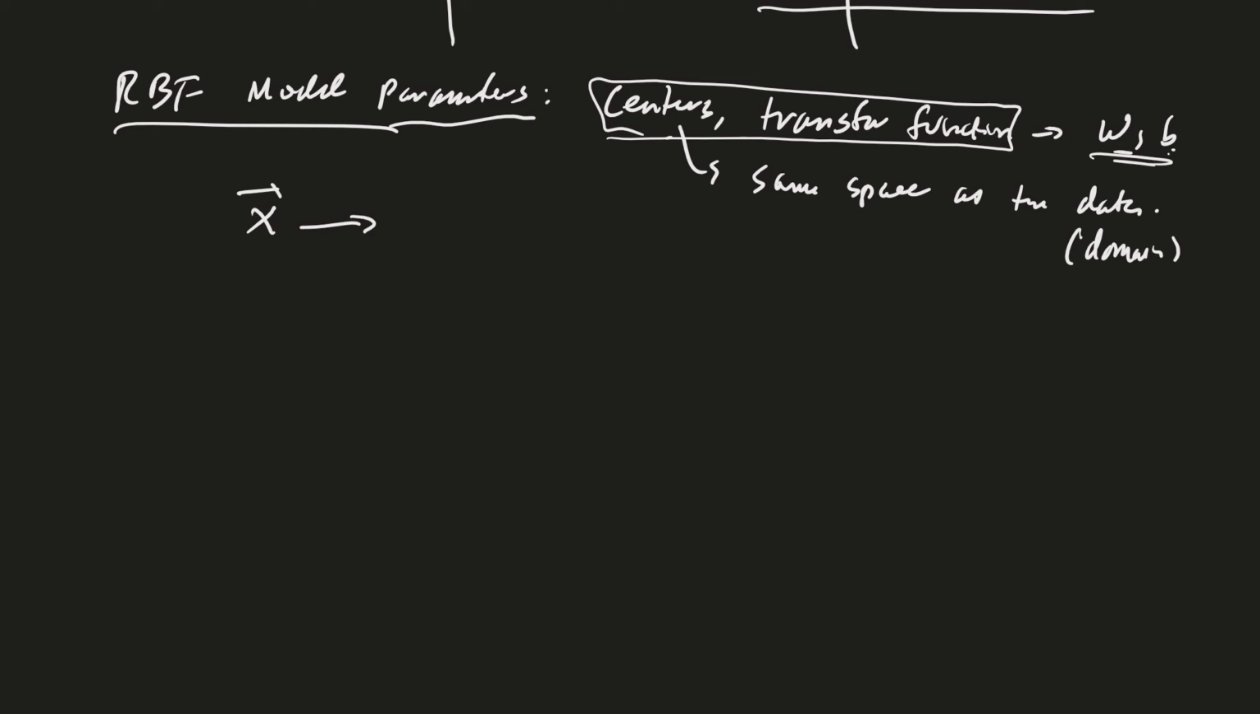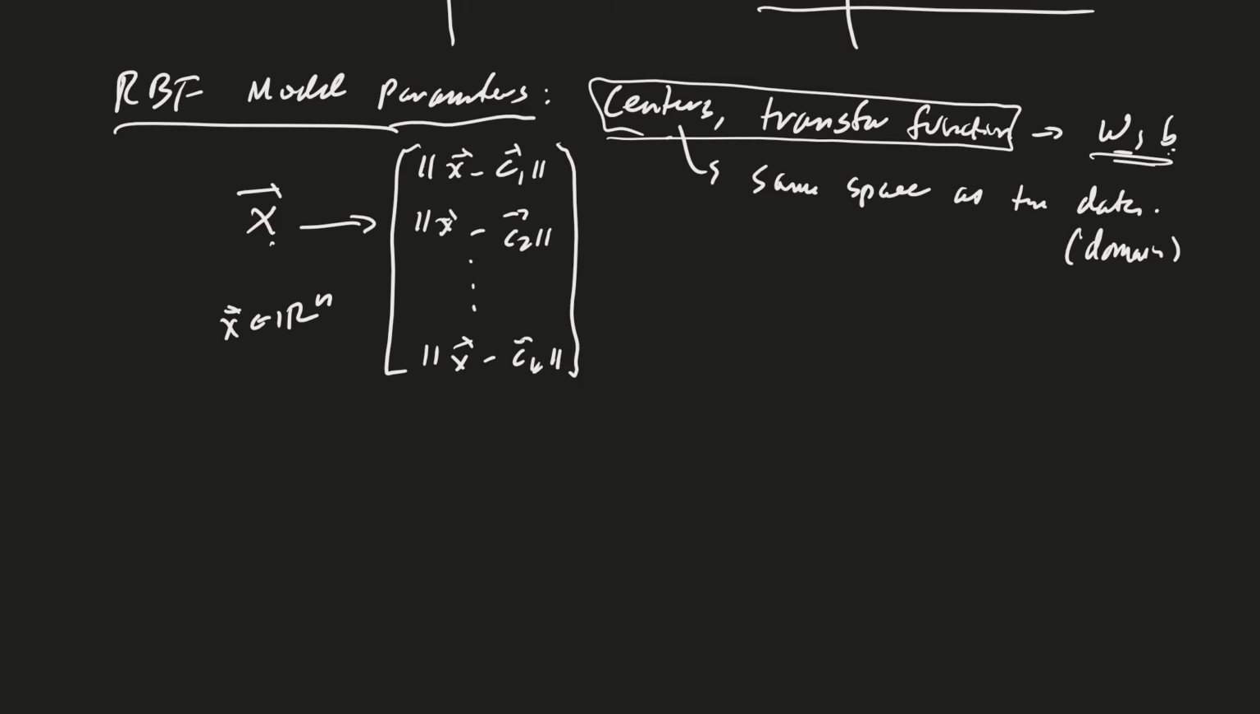And so what we're going to do is take a vector x that's in Rn, and then take the distance from x to the first center, and then the distance from x to the second center, and so on down to the kth center. And notice that this is now a vector in R^k.